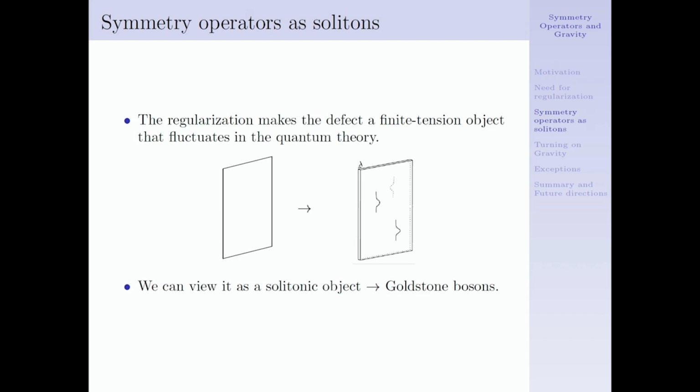So in the rest of the talk we're going to view the regulated version of topological operators as some kind of solitonic objects, and the point will be to study the effective theory on those defects and see what goes wrong if we turn on gravity.